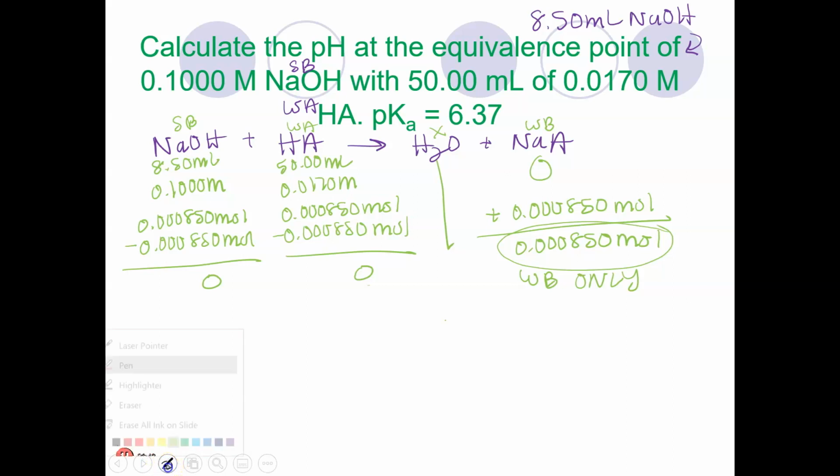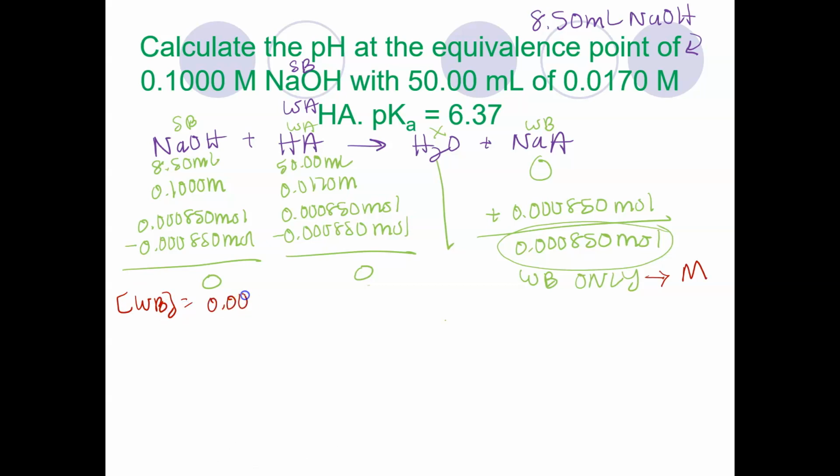Okay, so I'm going to change colors. We're going to have to go to an ice table now, which we can set up and we will, but just a real quick question. What units are allowed to be in an ice table? There are only 2 correct answers, and that's molarity or atmospheres. And so molarity is our option here. We need our weak base to be in molarity.